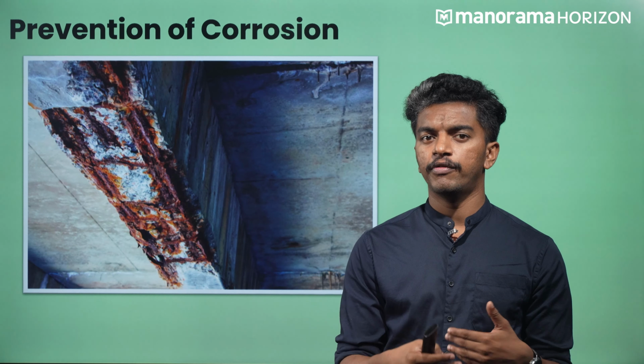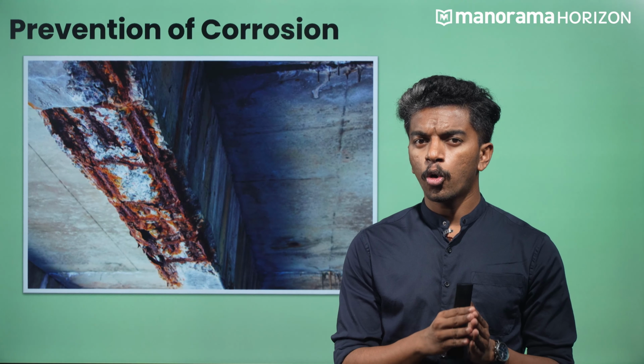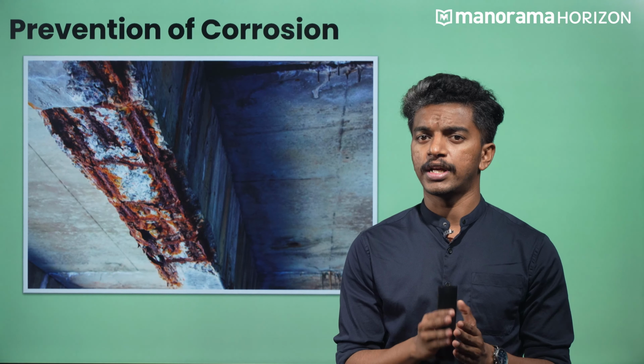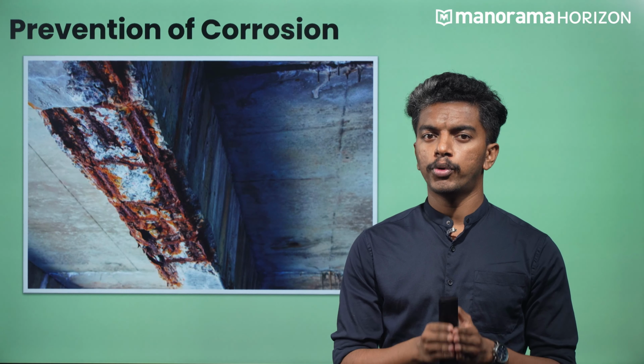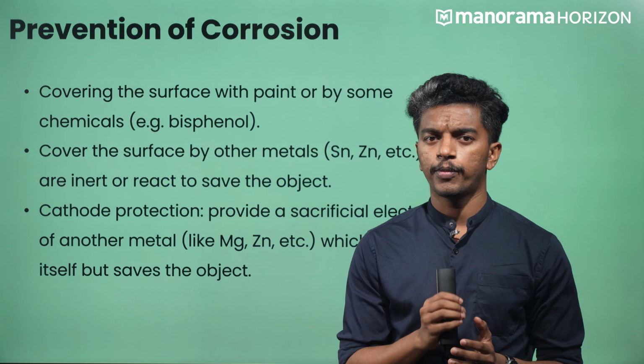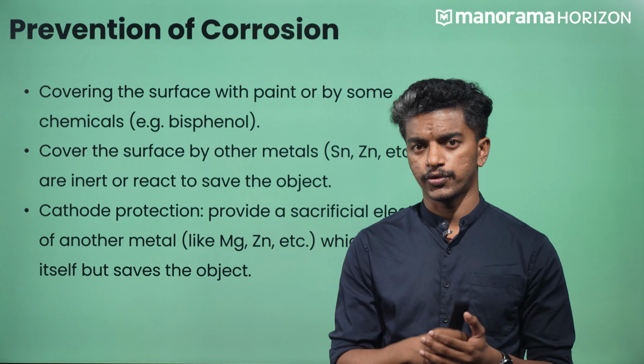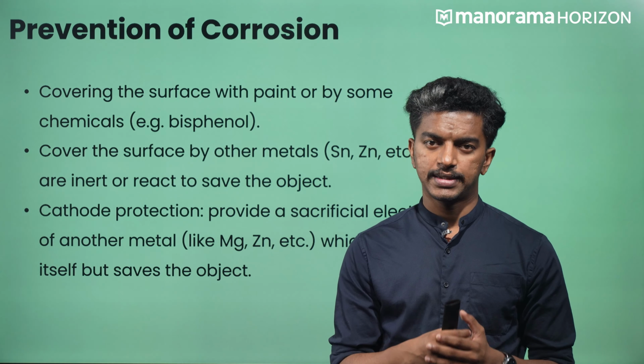Finally, let us discuss the ways to prevent corrosion. Many buildings and bridges around the world collapse due to the corrosion of iron rods and all. To save money, it is important to prevent corrosion. One of the simplest methods of preventing corrosion is to prevent contact between the surface of the metal object and atmosphere. This can be done in many ways.